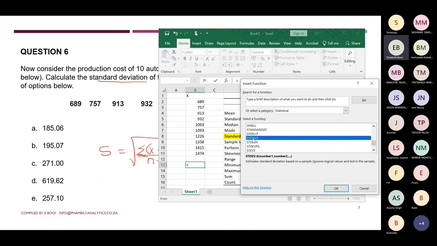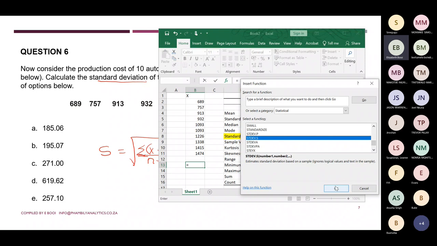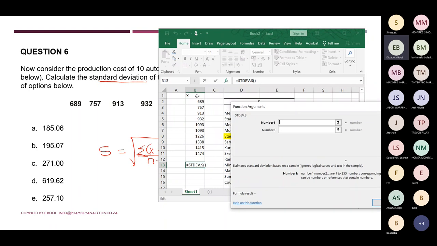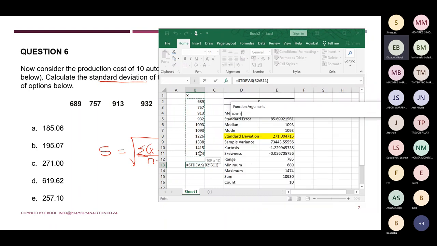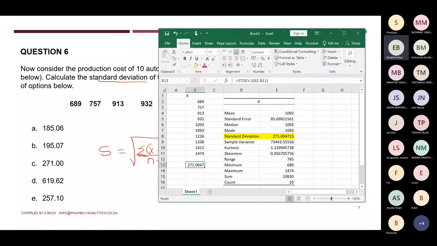You can also look at different ones. So this one says for the sample, and this one is for the population. You will see there it says entire population. And this one says it is based on the sample. You can either use this one or you can use this one. Sometimes they don't work, but let's try with the S. And I'm just going to include only those values and press OK. And there is your answer.